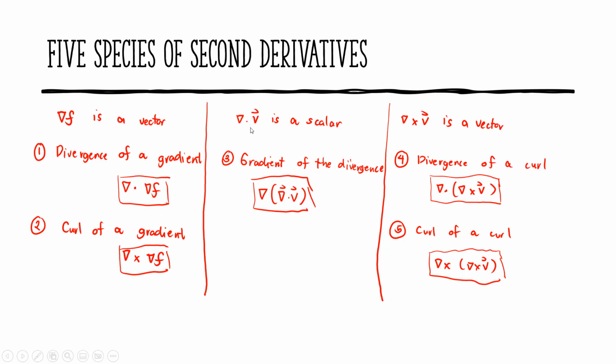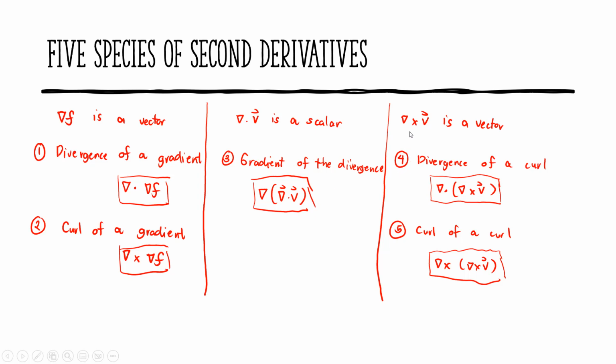Now the divergence of a vector function is a scalar. So since it is a scalar, we can only get its gradient. So we have the gradient of the divergence, which can be written as this one.